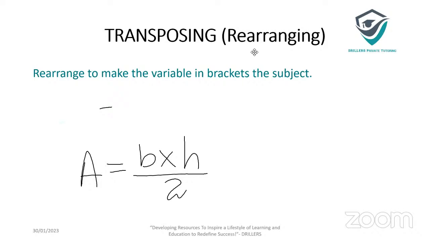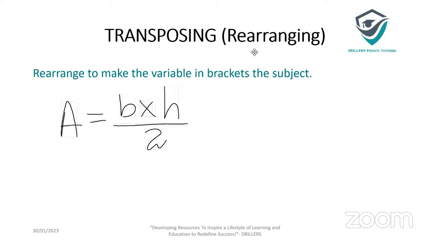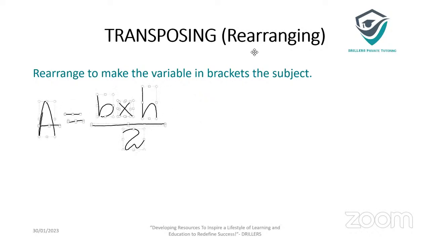Use that one instead. So base by height over 2. So we want to rearrange to make height the subject of the formula. So this is just telling us if we were to find height of, now remember you can only have one unknown. So if we were to find height of a triangle, we could rearrange the formula for area to determine the height.